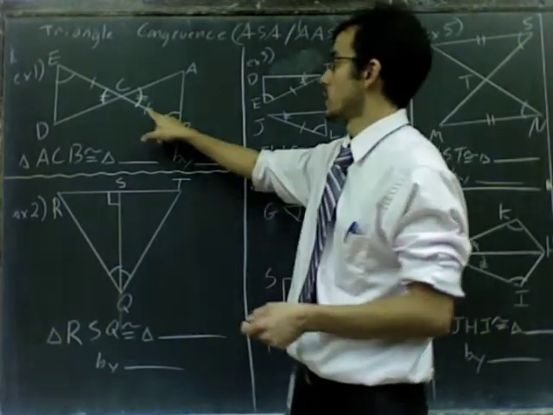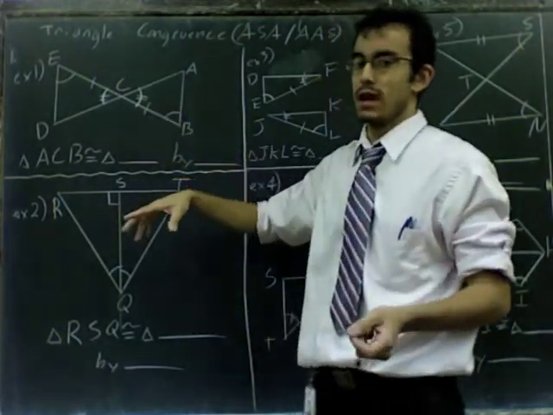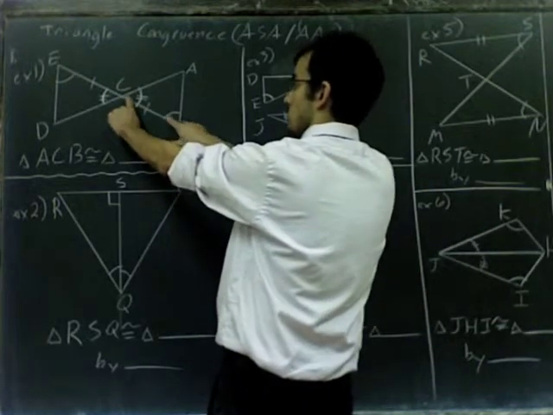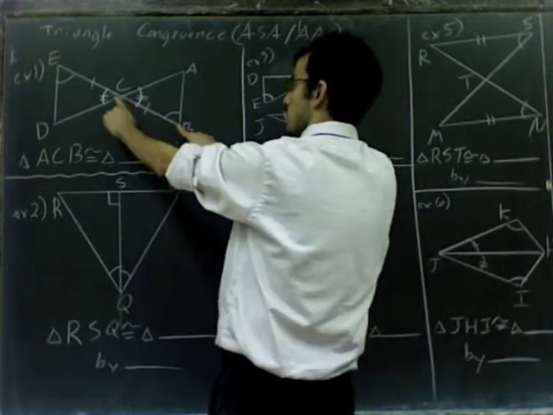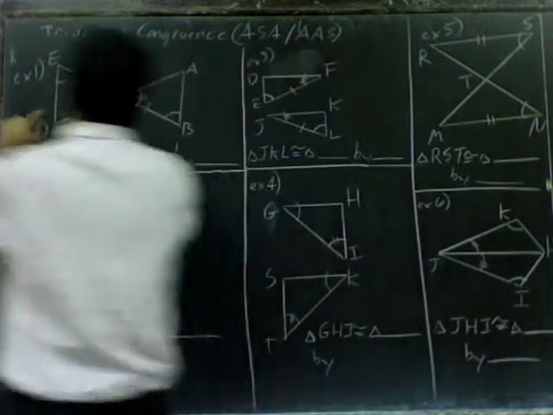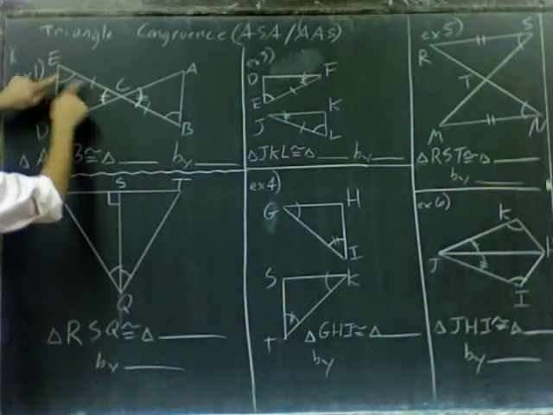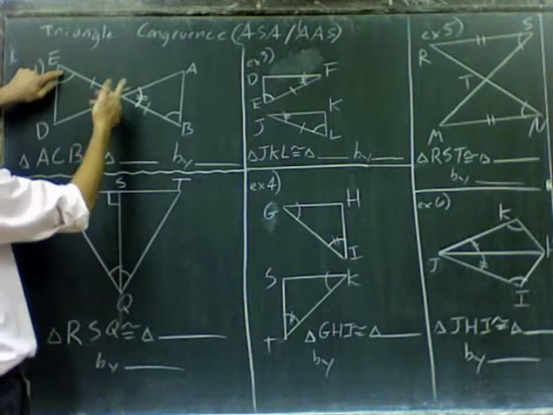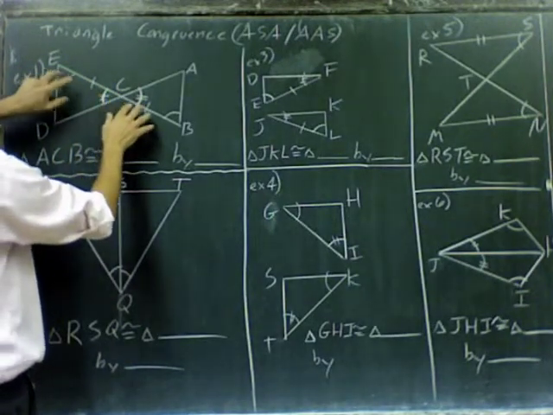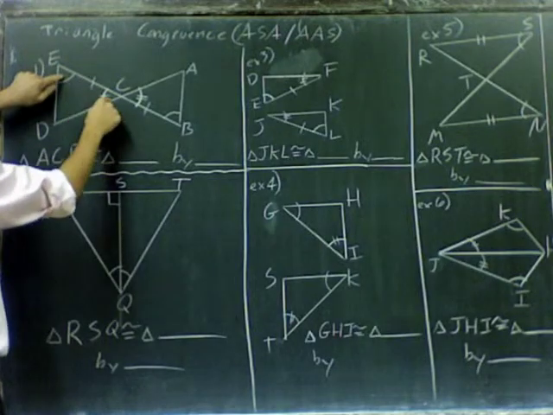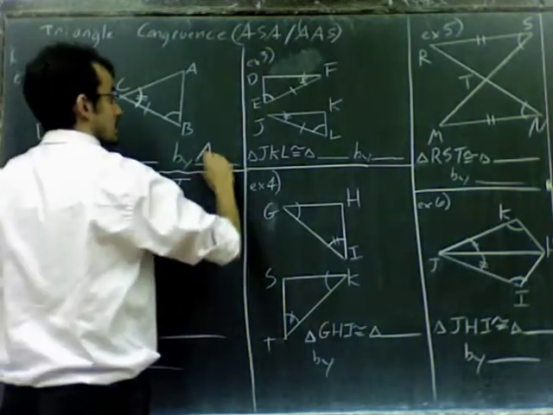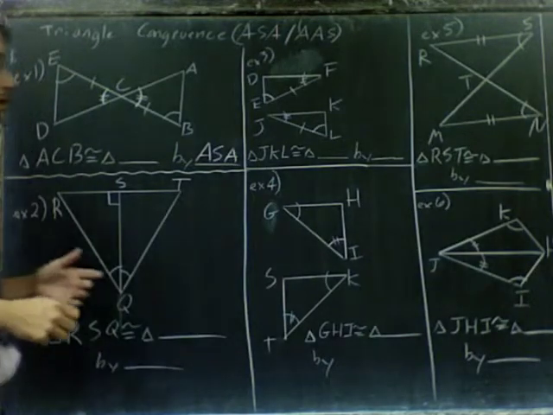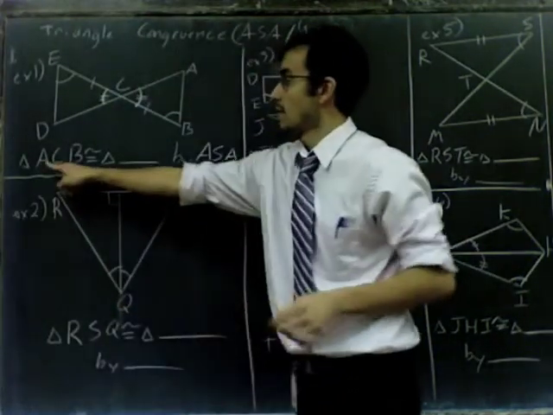So we look, is the side in between those angles or is it not in between? Does this side connect these two angles? Yeah, it does. CB connects angle C and angle B. In the other case, this side EC connects angle E and angle C, my two angles that were part of the congruent pairs. So since I've got angle, then a side in the middle, then another angle, this is method ASA. Angle, side, angle.